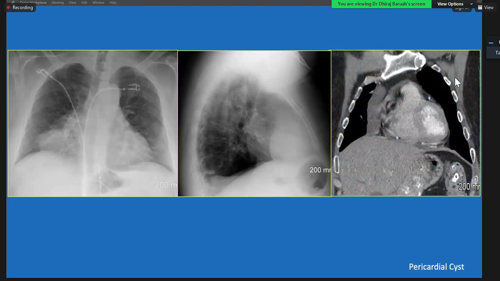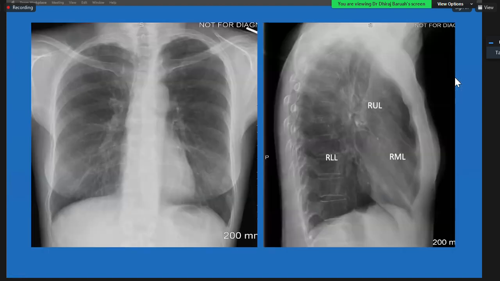So in this case, this is a pericardial cyst, quite incidental. You do not have to do anything. You just reassure. You don't have to do anything for this lesion.